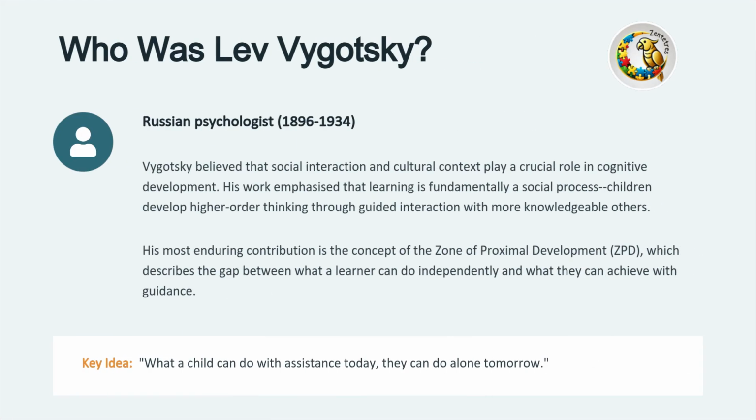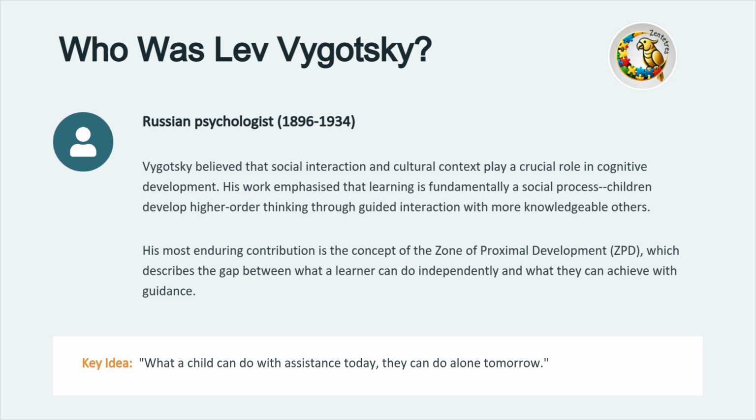Lev Vygotsky was born in 1896 in what is now Belarus and worked during a remarkably productive but tragically short career before his death in 1934 at age 37. Despite his brief life, his ideas have had a profound and lasting impact on education, psychology, and child development.